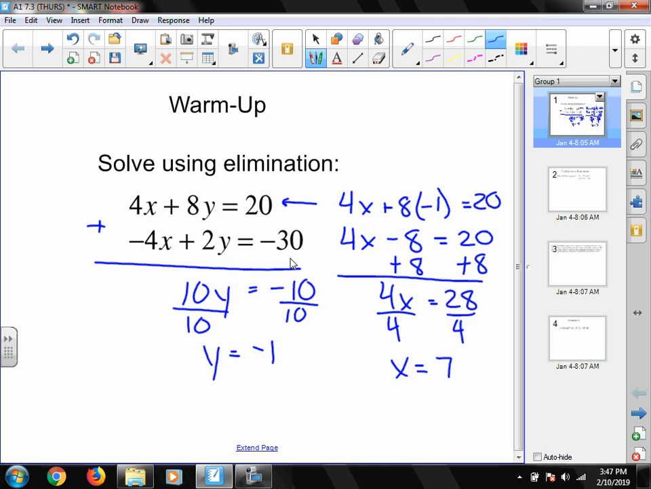Again, just like everything else we've done, you have an x and a y value. We're trying to see where these two lines cross. It is at the point 7, negative 1. So we're going to write it as a point 7, negative 1. Ordered pair. There's our final answer.